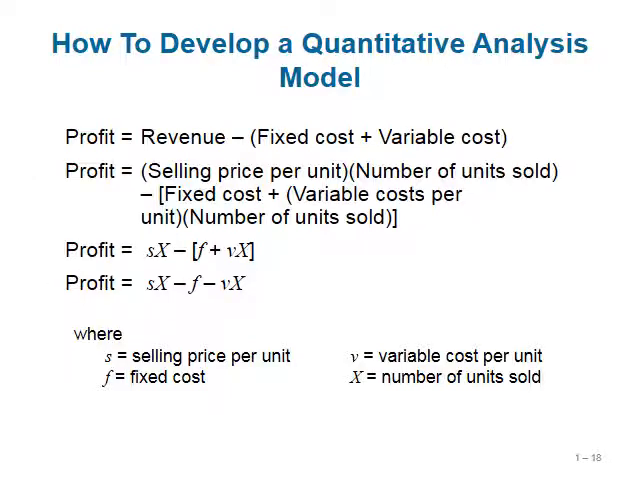In a quantitative model, we want to determine our profit. Our revenue is based on our selling price times the number of units sold. Our expenses are constituted first by the fixed costs and the variable costs times the number of units sold. In this model, the fixed costs, the variable costs, and the selling price would be parameters, and the number of units sold is the decision variable.